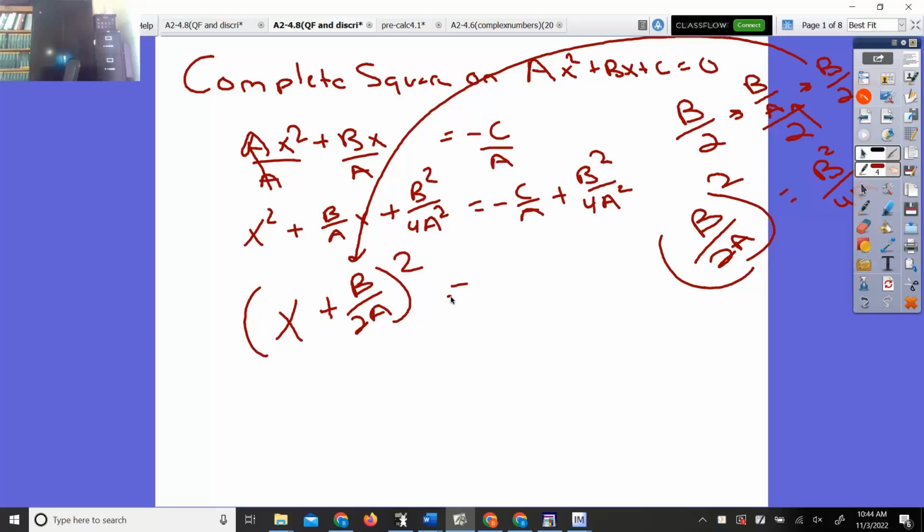Right hand side has to be combined. Those are 2 fractions. To add 2 fractions together, what do you have to have? A common denominator. I'm going to make this one 4a squared. What did I multiply a by to become 4a squared? 4a. If I do it to the bottom, what else do I have to do? The top. So 4a times a negative c would be minus 4ac.